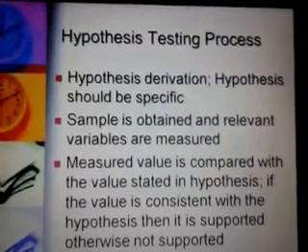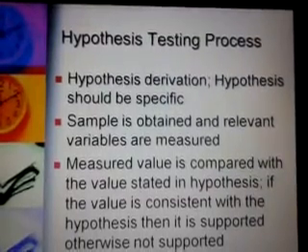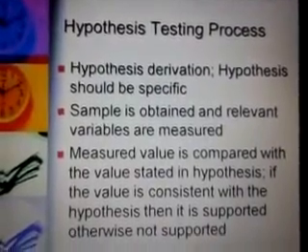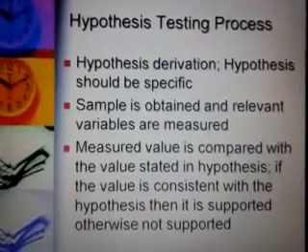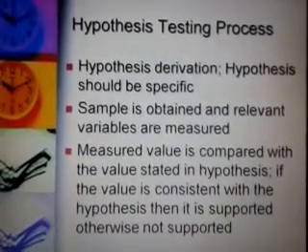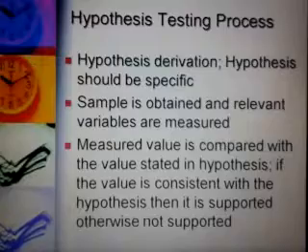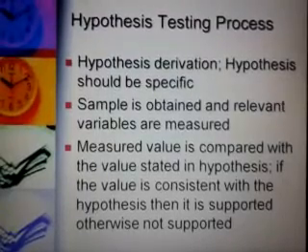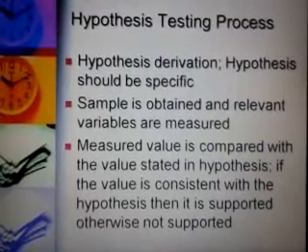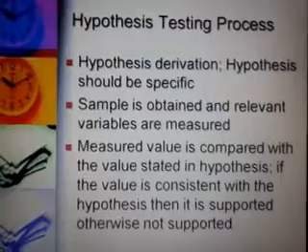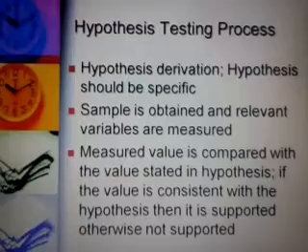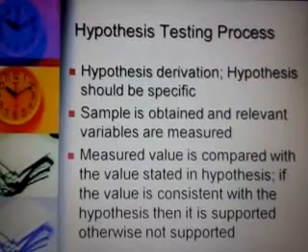Then the measured value is compared with the value stated in the hypothesis. These values are compared, whether they are the same or different according to our hypothesis. If the value is consistent with the hypothesis, then it is supported, otherwise not supported. If our null hypothesis is that these values are equal, and we find after measurement that they are equal, then it is supported, otherwise it is not supported. We will discuss more about the null hypothesis in our next slides.